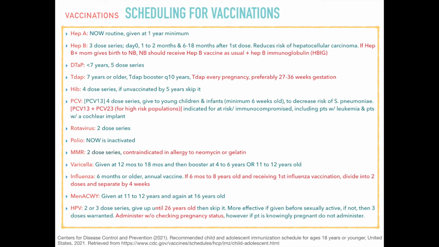And then the last, HPV. This is an important one too, because this is a vaccine that prevents cancer. It's given up until 26 years old, and then if they haven't gotten it by then, we'll skip it. It's more effective if it's given before the patient is sexually active. If they've already been sexually active, then 3 doses. If they have not been sexually active, 2 doses is sufficient.